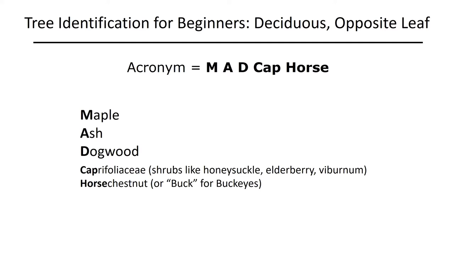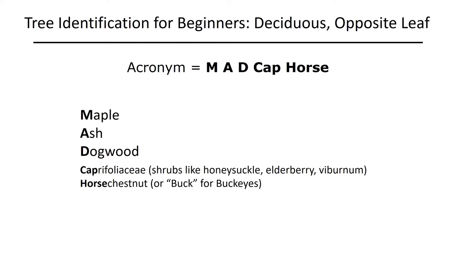One of them is the acronym MADCAP horse. M stands for maple, A is for ash, D is for dogwood. CAP is for Caprifoliaceae, which are the shrubs like the honeysuckles, the elderberries, and the viburnums. We're dealing primarily with trees today, so we're not going to talk about those shrubs. And then finally, horse is for horse chestnut. And so there's very few species that we would find out in our forests that have that deciduous opposite leaf arrangement.